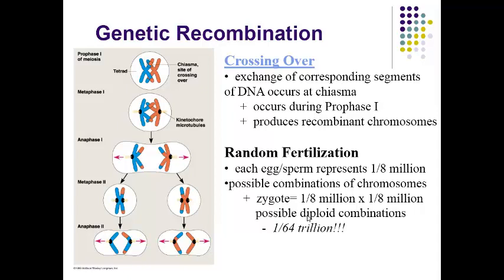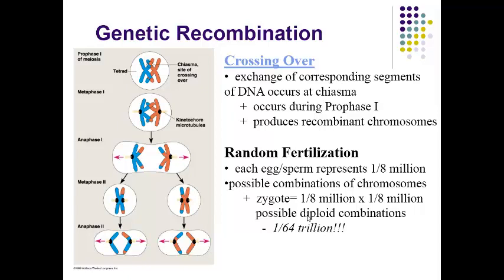So each zygote that results from the fertilization of sperm and egg would be the combination of 1 in 8 million chances times 1 in 8 million chances. So each individual is the result of a 1 in 64 trillion different chances. There are 64 trillion different ways that your mother's chromosomes could have matched up with your father's chromosomes. You can see here why they truly call it the genetic lottery. No two individuals on this planet can ever be genetically identical.